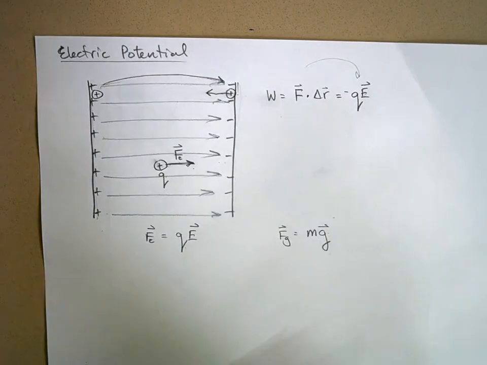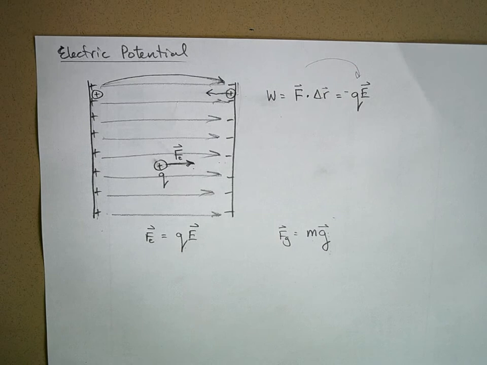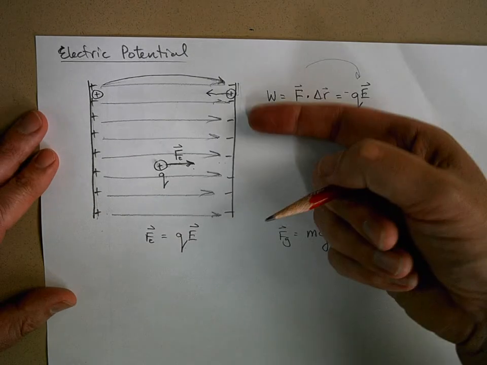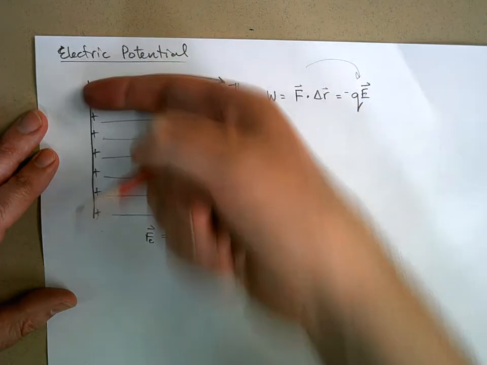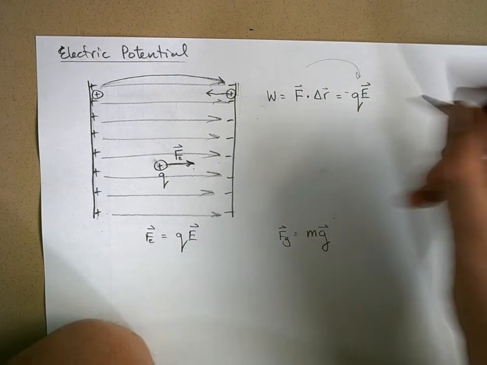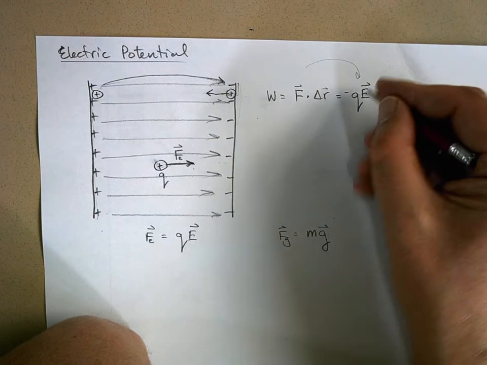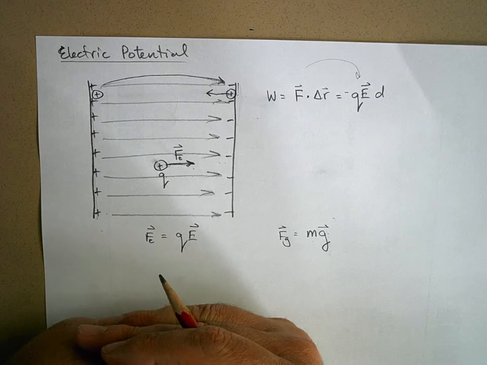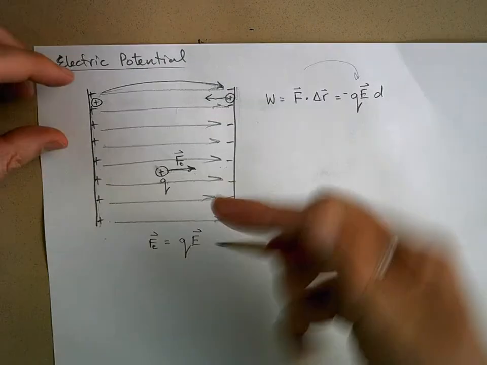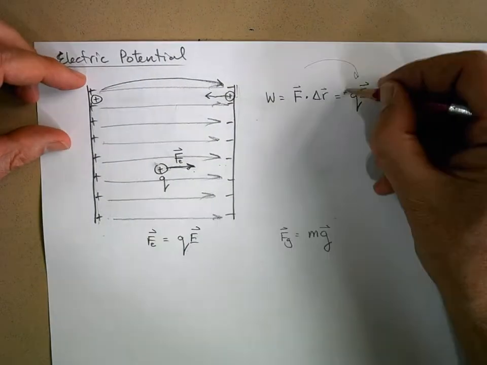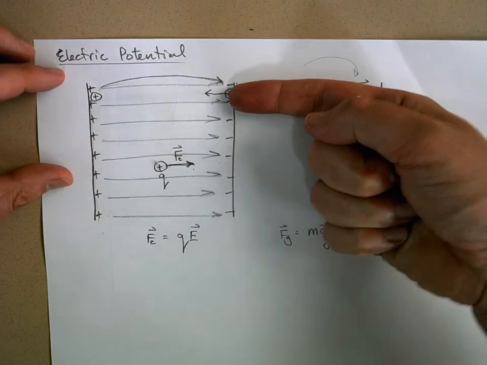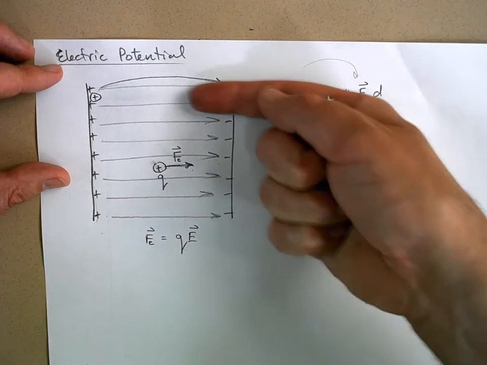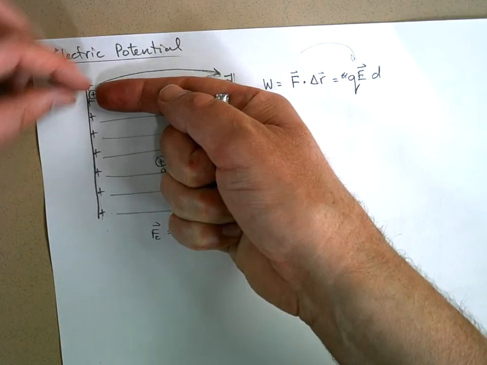Let's not worry about direction too much right now. I'm going to move it across like this, and this delta R, I'm just going to call D, the distance between the plates. Let's not worry about the negative sign for right now. I have done work. I have transferred energy, and now I've got to hold it there.